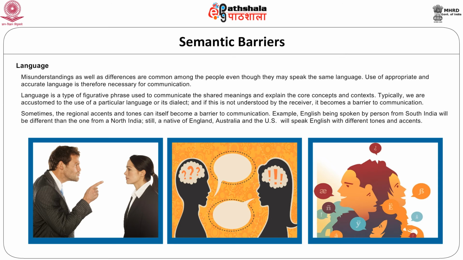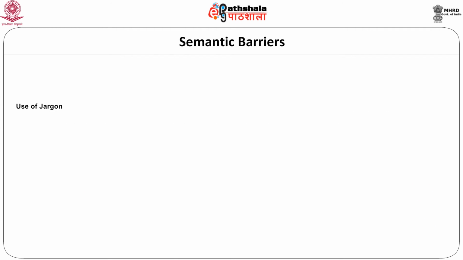Still another difference may be, for example, any native of England, when he or she speaks English, it will be different than the one being spoken by a native of Australia or the United States. So, English being the same language but having different tones and accents, it brings about differences in the communication of message. So, we have to be very clear while using the language, use the correct words, symbols and signs. Second barrier is use of jargon.